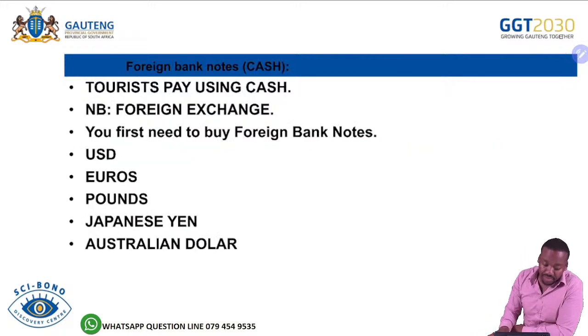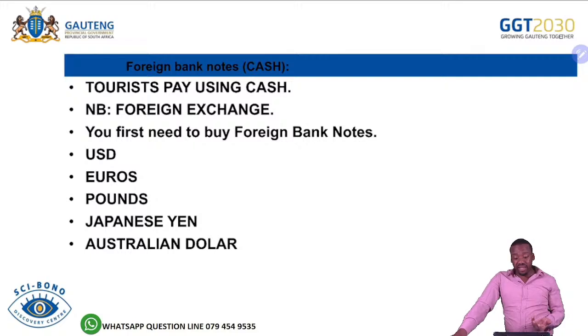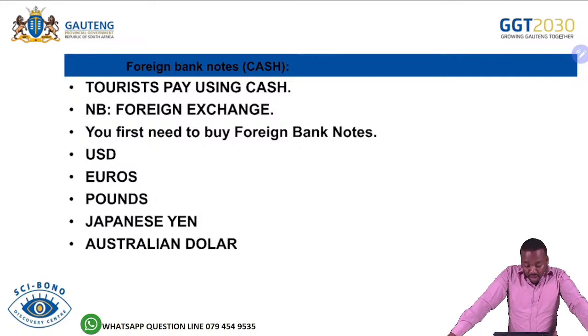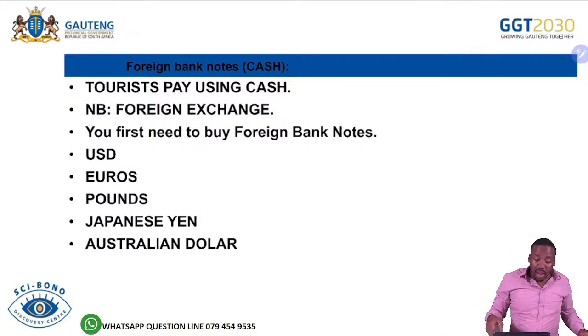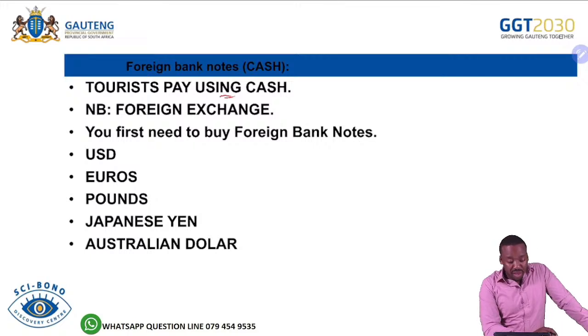Right. Then we move to the easiest payment method, whereby now we are talking about foreign banknotes or cash. What are we saying here? We are saying in terms of foreign banknotes, tourists pay using cash. Remember, we said we are dealing with payment methods, right?